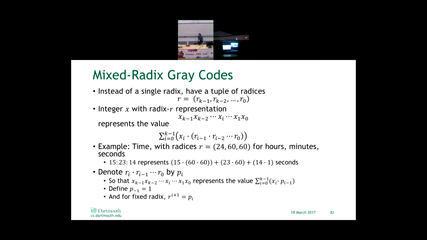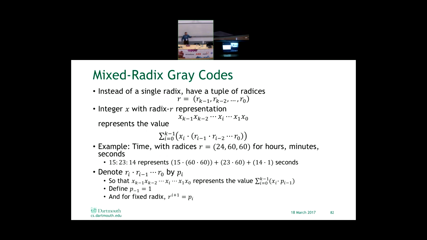So in our example here, if we talk about 15 hours, 23 minutes, and 14 seconds, that really means 15 times 60 squared plus 23 times 60 to the 1 plus 14 times 60 to the 0 seconds. All right, so mixed radix, it's not that hard. It may not be obvious, but if you think about time, it's not that hard.